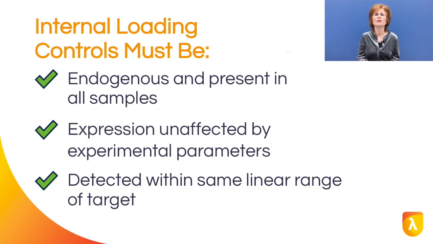Because the internal loading control is so important for accurate normalization, it must include all of the following characteristics. An internal loading control must be an endogenous protein or proteins present in all samples. The expression must not be affected by experimental parameters such as drug treatment, developmental stage, disease state, etc. And it must be detected within the same linear range as your protein of interest.